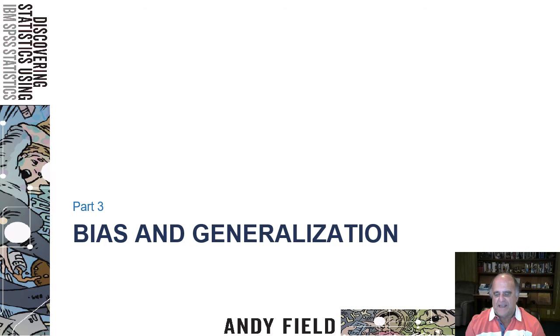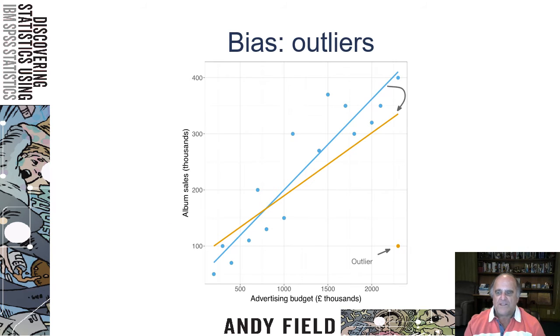Okay, bias and generalization. So again, Field suggests, of course, that we start by screening our data, by doing things like looking for outliers. Great advice. Here he shows with this data one outlier, and then what it does to the regression line. So he's showing you how what should be the regression line, if you get rid of the outlier, is impacted.